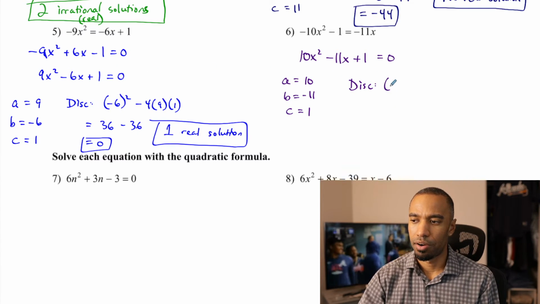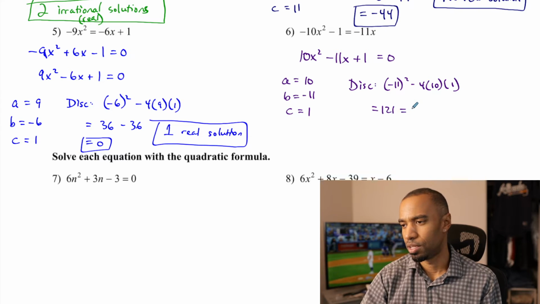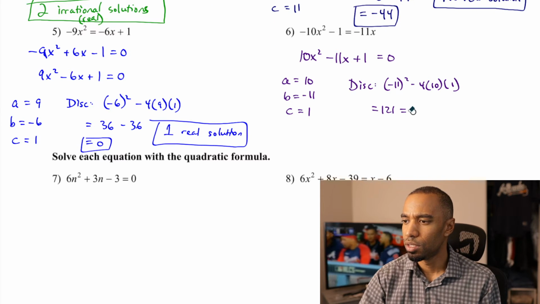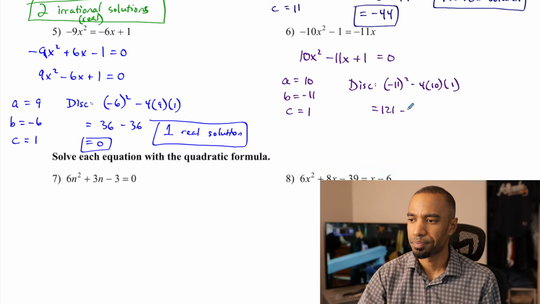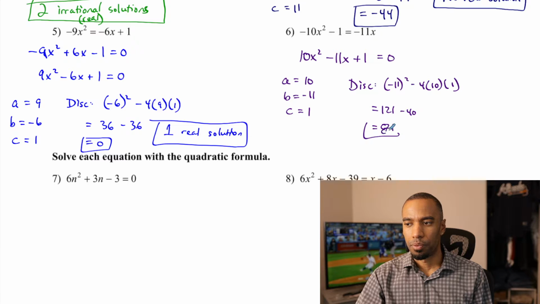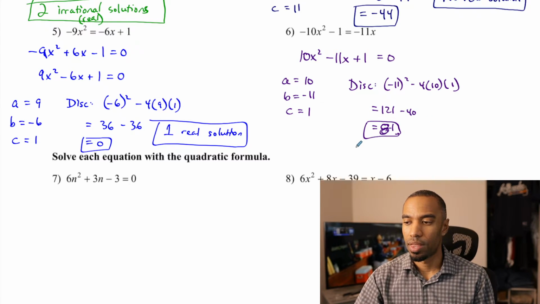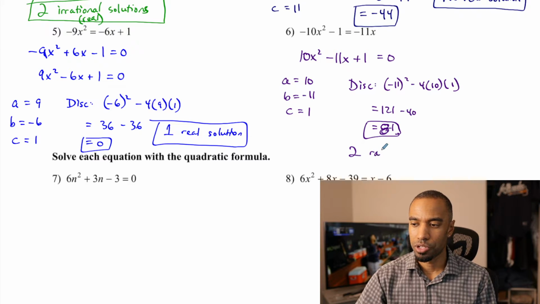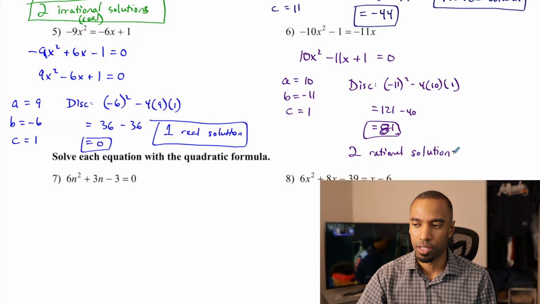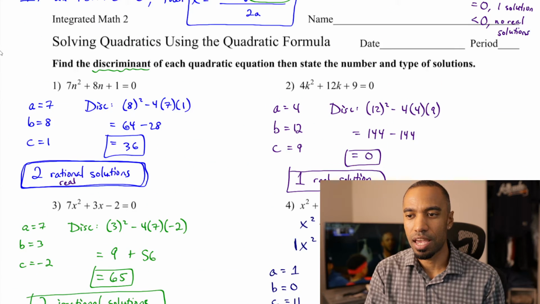So your discriminant here is b squared minus 4ac. And that's going to be 121 minus 40, which is 81. It's a positive number. Oh, and it's a perfect square. So that is 2 real rational solutions. But really, if you just state real, that's totally cool. You get 2 solutions. Okay, so the discriminant applies to every single thing here, guys.